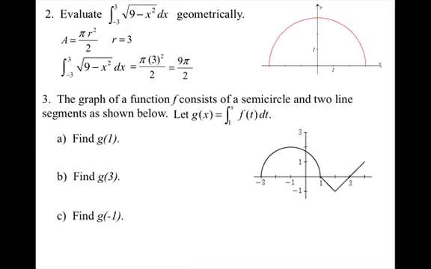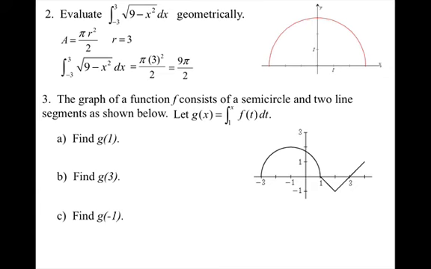All right, now let's look at something that is a little bit more AP-ish. For this question, the graph of a function f consists of a semicircle and 2 line segments as shown below. Let g of x equal the integral from 1 to x of f of t dt.